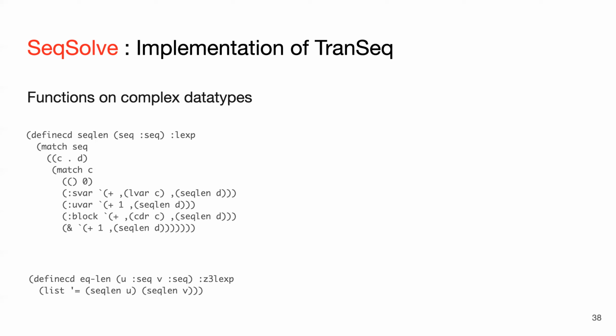We can also define functions on complex data types. So if we need to find the length of a sequence, we provide a sequence and we expect a length expression in return. We define equate length as equating lengths of two sequences, and this we return as a Z3 length expression, which is then sent to the LIA solver incrementally.